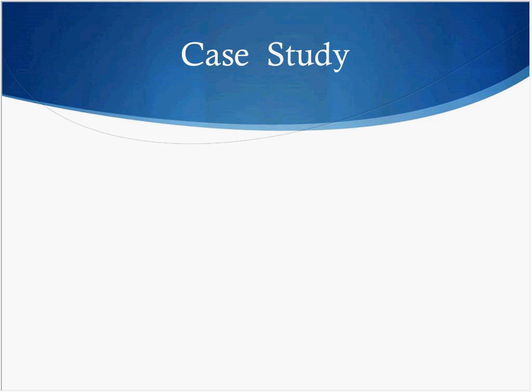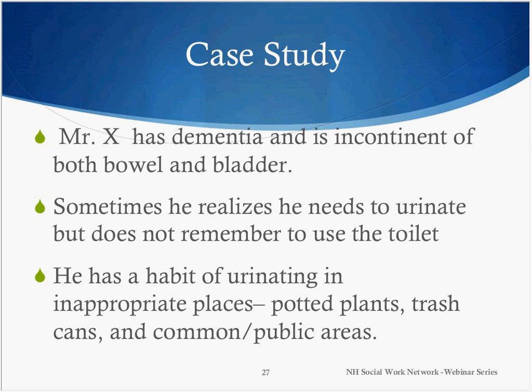Thanks, Janet. My name is Sarah Varney, and I'm going to talk about a case we had in our facility regarding managing incontinence. Mr. X, who is a resident at a long-term care facility, has a diagnosis of dementia and is incontinent of both bowel and bladder. However, at times he does realize that he needs to urinate, but doesn't know to use the toilet or even what the purpose of a toilet is anymore. Because of this, Mr. X has a habit of urinating in inappropriate areas, such as potted plants, trash cans, and common areas, which upsets and bothers the other residents. This happens on average about 5 to 7 times a week.